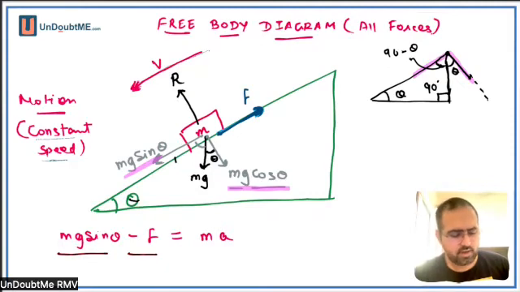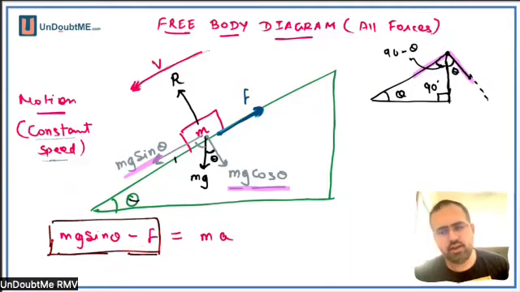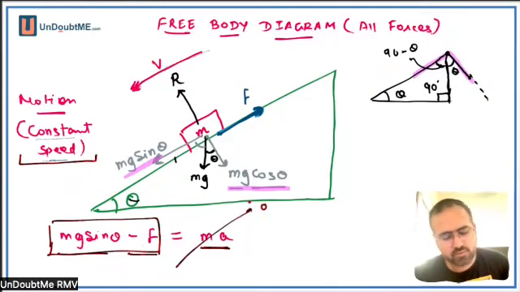Yeah, like in that direction, essentially. Resultant force is mg sine theta minus F. This resultant force mg sine theta minus F is equal to mass into acceleration. Now, as I said, this body is moving with a constant speed, so acceleration will be zero. So this whole term will become zero.